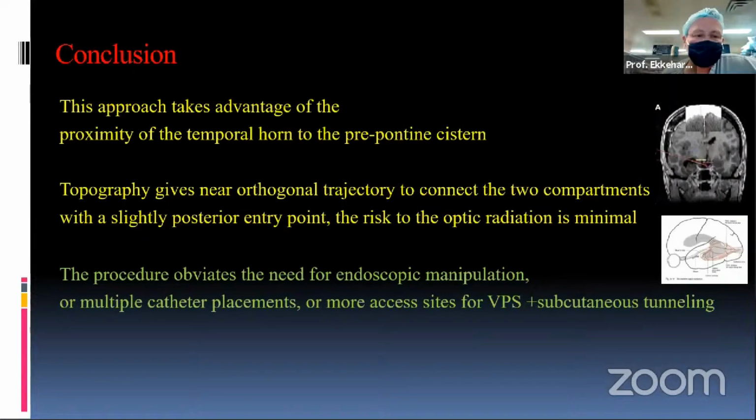Conclusion: this approach takes advantage of the proximity of the temporal horn to the prepontine cistern. The topography gives you a near orthogonal trajectory to connect the 2 compartments. And if you come in from slightly posterior, your chances to hit Meyer's loop and create a major visual deficit is much less than with any other technique. It does obviate the need for endoscopic manipulation. It does not require multiple catheter placement as in the 2-shunt technique, and you don't need to tunnel anything subcutaneously. So it's a simple procedure, just with a lot of technology required.